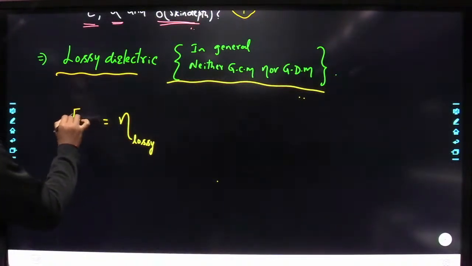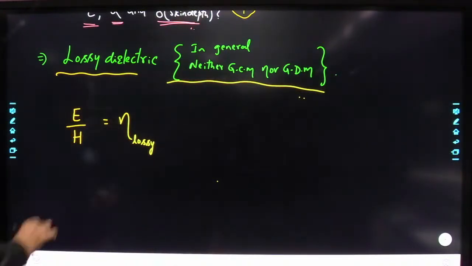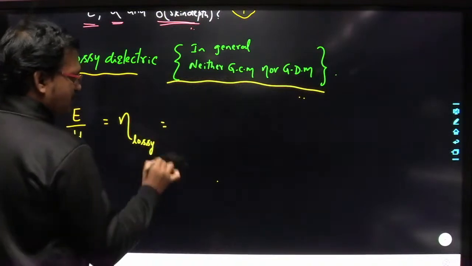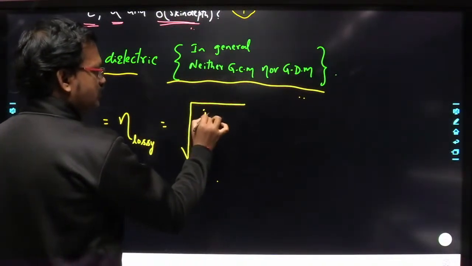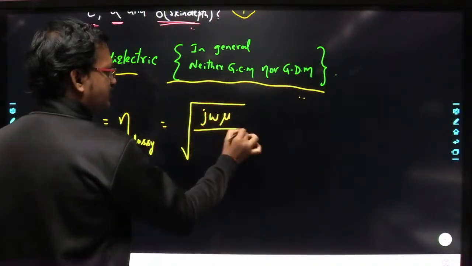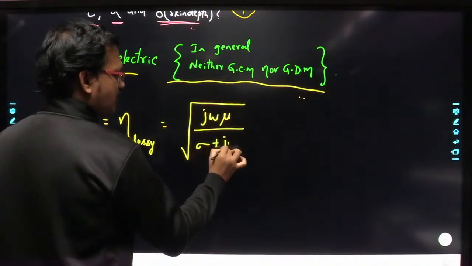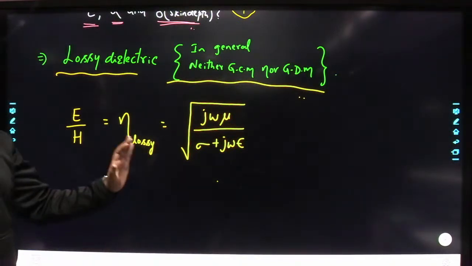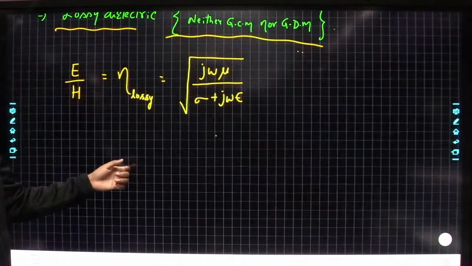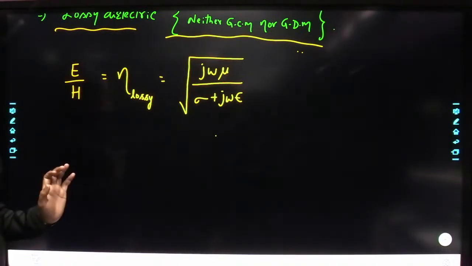It is the ratio of E to H, right? So this is equal to what? For a lossy medium, the expression for intrinsic impedance is square root of j omega mu divided by sigma plus j omega epsilon. So this is the expression for eta lossy, for a lossy medium, right? So this is the E by H ratio here.